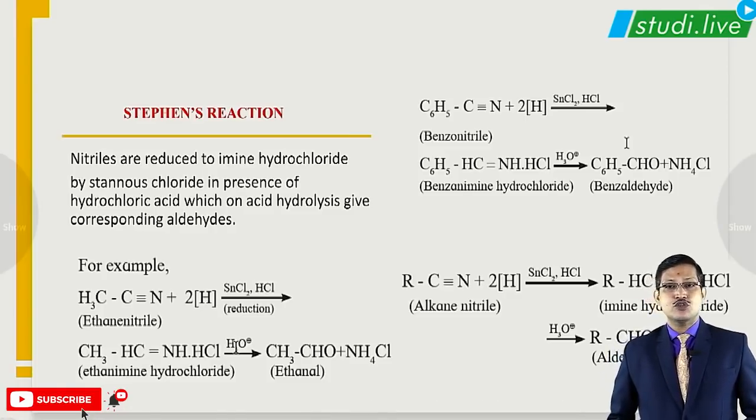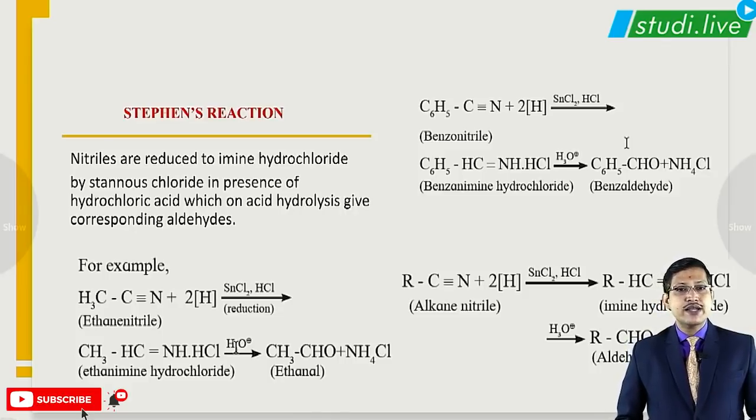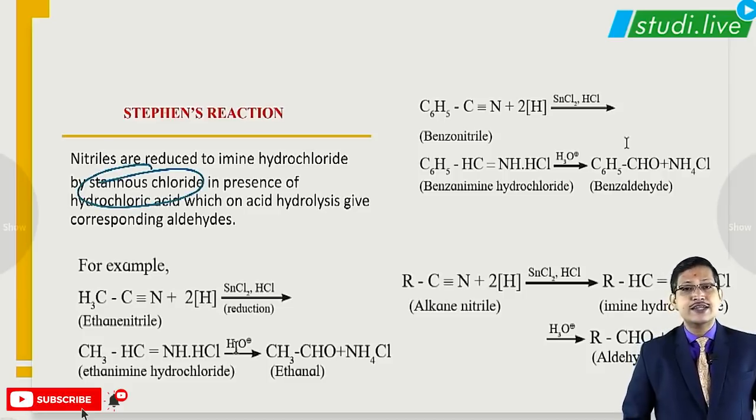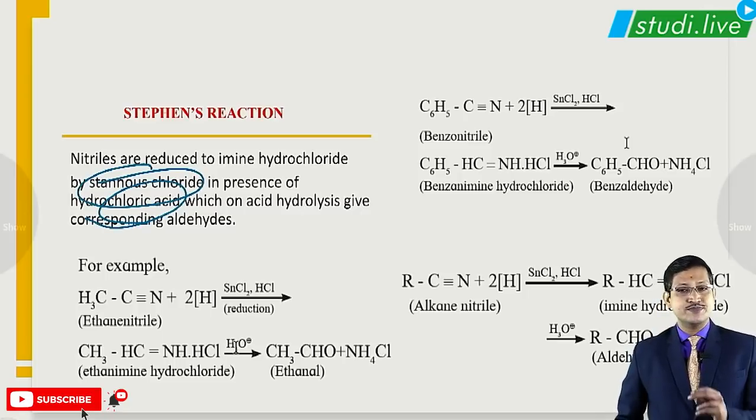Stephen's reaction. Now this Stephen's reaction is again for the preparation of aldehydes. So nitriles are reduced to imine hydrochloride by stannous chloride. Now here you are using stannous chloride, SnCl2, along with hydrochloric acid. So two things together to remember: SnCl2 and HCl.